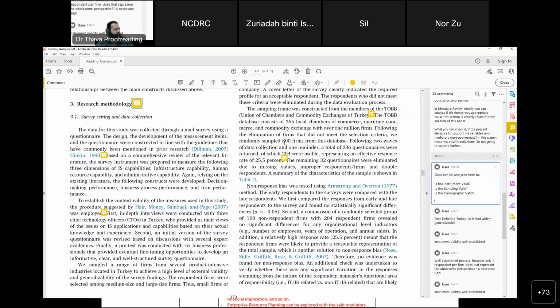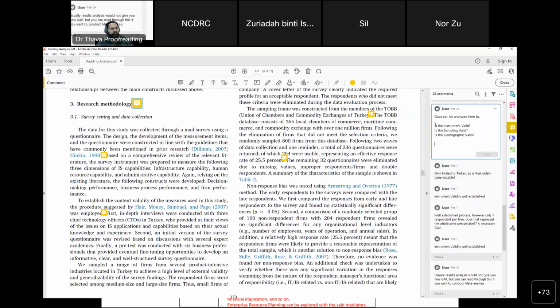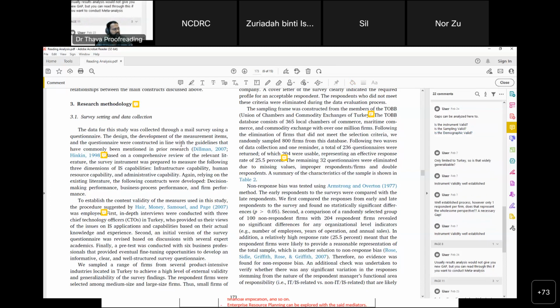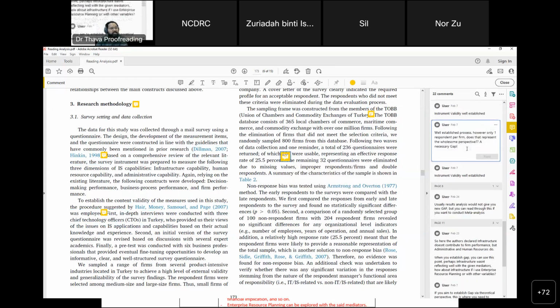The research methodology is usually where you'll also find a lot of gaps. The questions you should always ask are: is the instrument valid? Is the sampling valid? Is the demographic valid? Here, they have very good citations for the instrument, so the instrument is pretty much valid. But in terms of sampling, they only took Turkey. Only limited to Turkey. So is that widely generalizable? That is a gap. Next, they only took one respondent per firm.